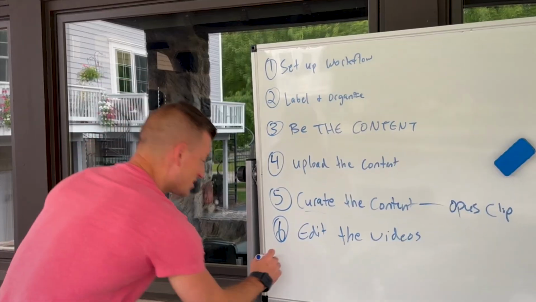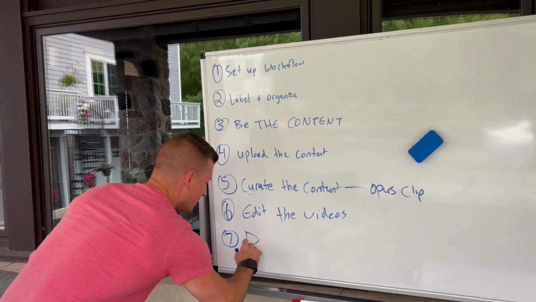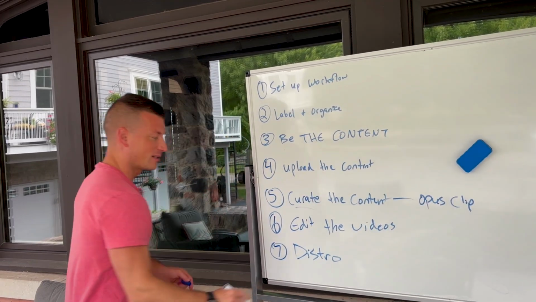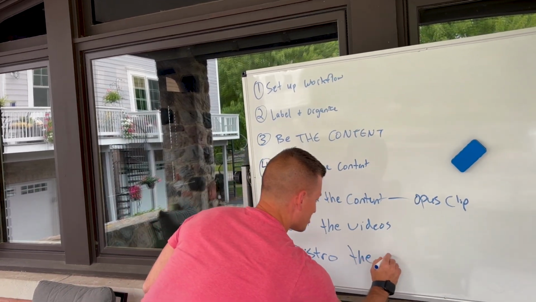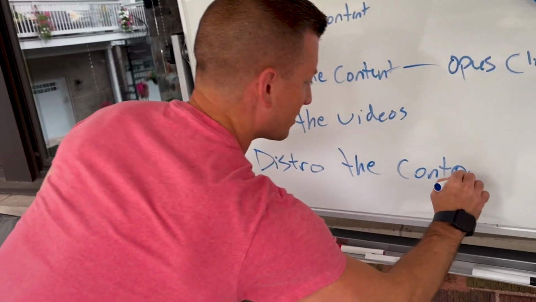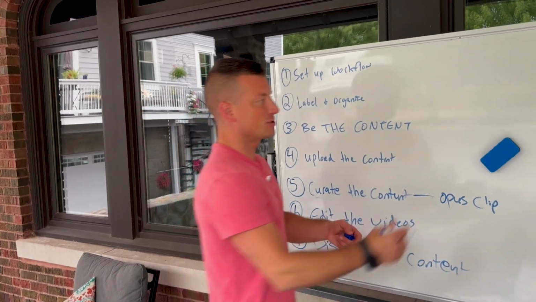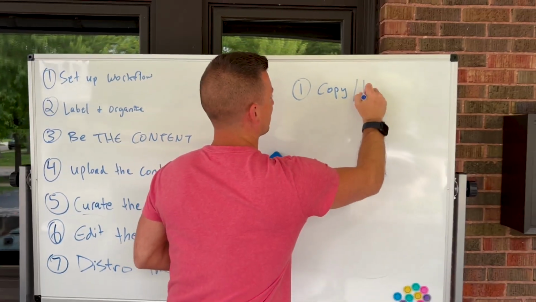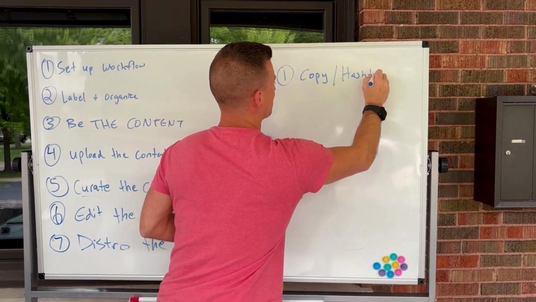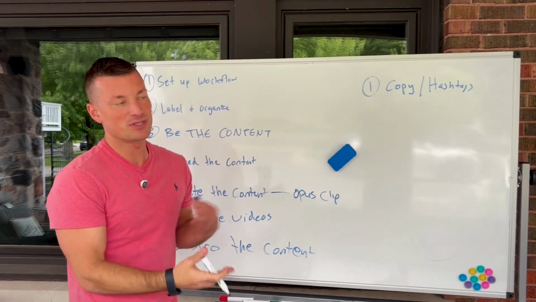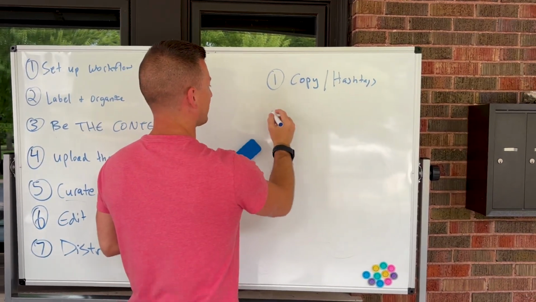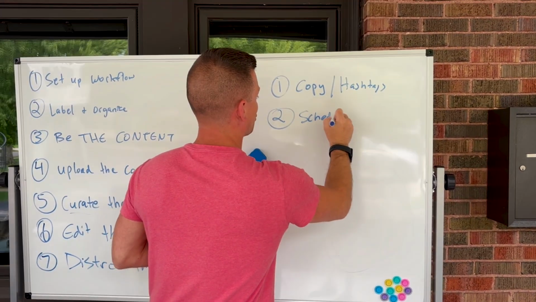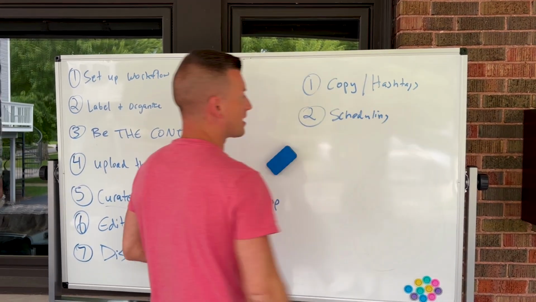Step number 7 would be distro the content. Distribute the content. What do I mean by this? I mean really 2 things here. One, we're gonna need copy, hashtags, potentially trending sounds, music, things like that, a bunch of different things you could add in here. And then 2, actually just scheduling the content, right?